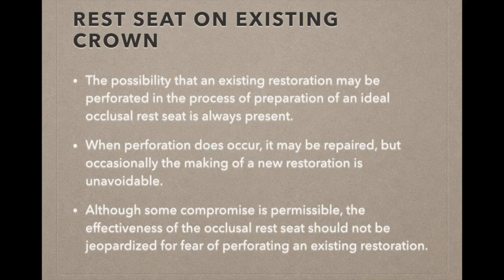Sometimes you may need to prep the rest seat on existing crowns. When we do this procedure, we have to know there is a possibility that the existing restoration may be perforated while we do the rest seat preparation. When those perforations really happen, sometimes you might be able to repair them with composite or amalgam restorations, but you still have a chance that you need to replace it with a new crown. So you have to notify the patient before you do this procedure that they might need a new crown fabricated after we do the rest seat preparation.